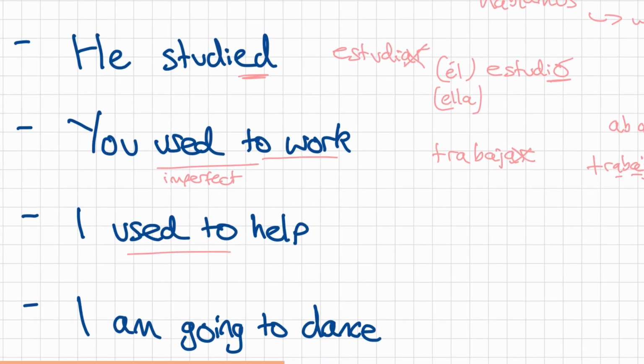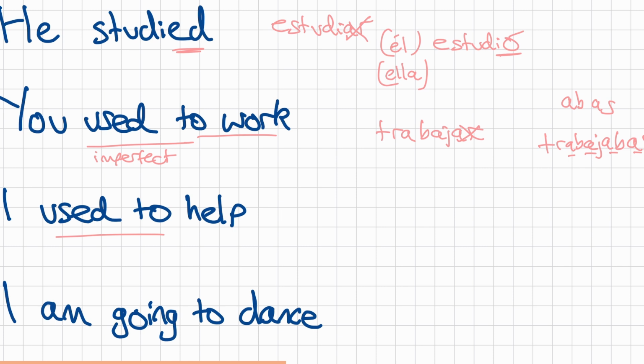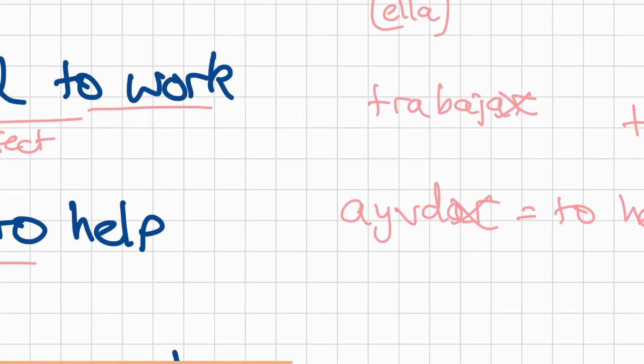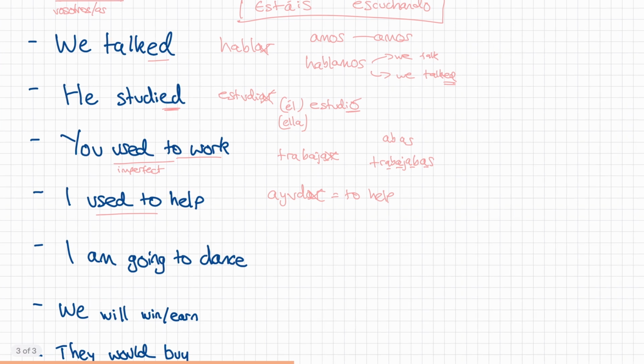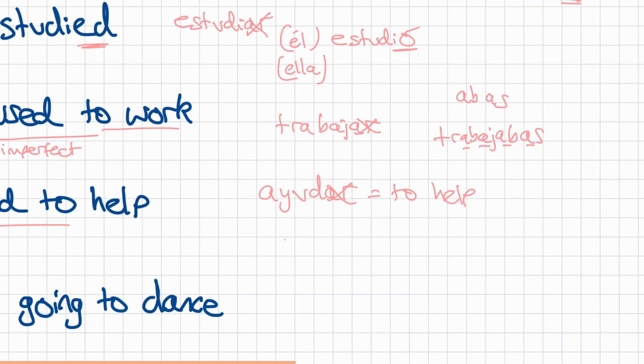Now, I used to help. Similarly, another AR verb, ayudar, is to help. So off with the last two letters, the AR there. For I, the ending is just aba, so ayudaba. Ayudaba is I used to help.